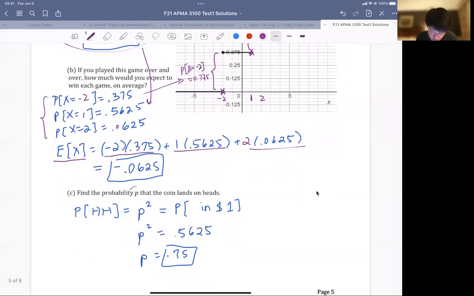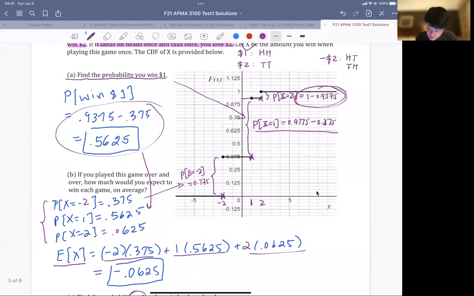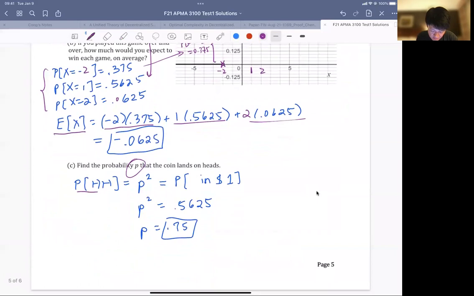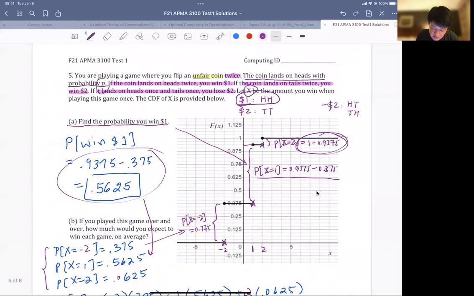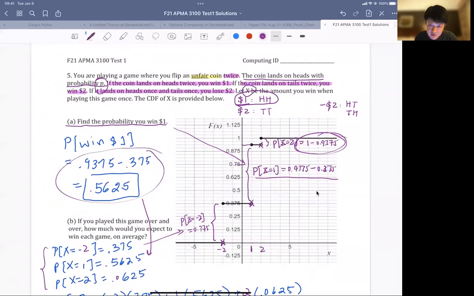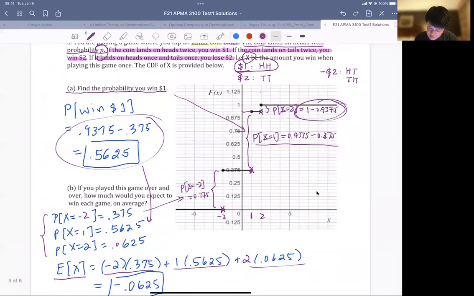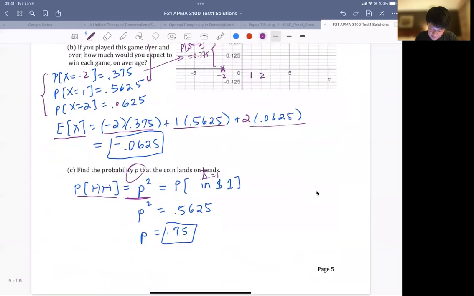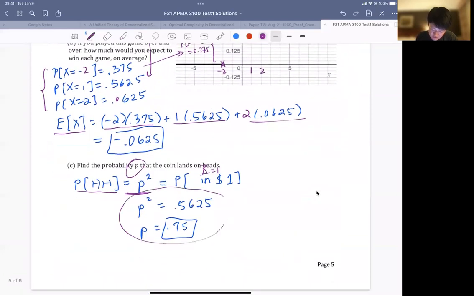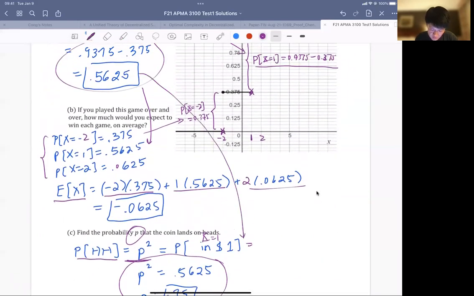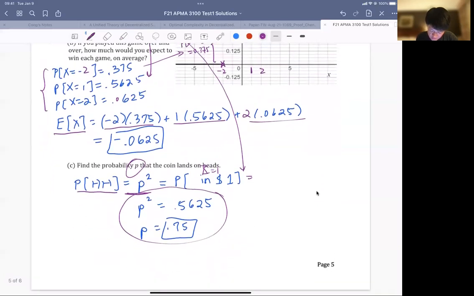Lastly, find the probability P. You can just use this single one, right? The event of winning $1 is exactly the event of having 2 heads. So the probability of 2 heads, given that the coin lands on heads with probability P, is basically P squared. And this is exactly the probability of X equals 1, right? Because X equals 1 is head, head. So we can solve this equation, because we know what X equals 1 is, which is based on here, 0.5625. So that's how you do the computation and get the results.